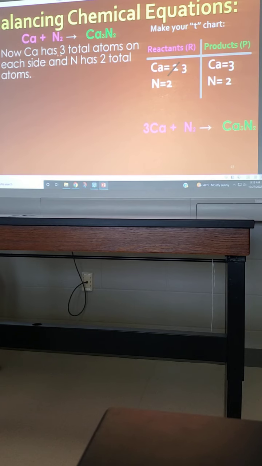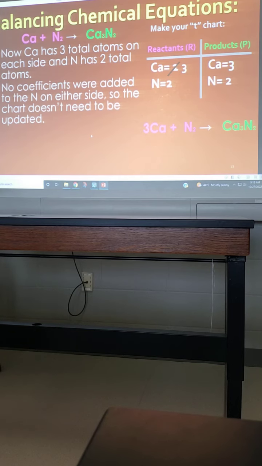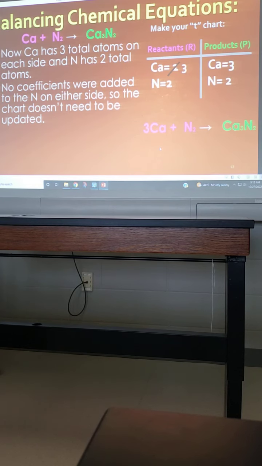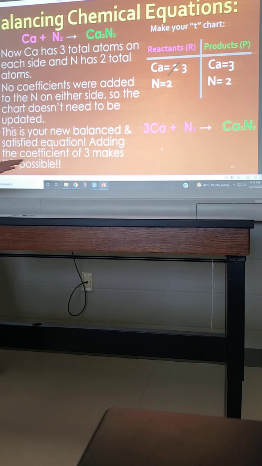So now calcium has 3 total atoms on each side. N, or nitrogen, has 2 total. Nothing was changed with the nitrogen, so there's nothing we're crossing out. We're not adding any coefficients. It was able to just stay the same, so it doesn't need updating. And so here is our brand new balanced equation. Without that coefficient of 3, it's not balanced. With it, it's balanced, and it does satisfy the law of conservation of matter. That's it. That's what we're doing. So that is our new balanced equation.